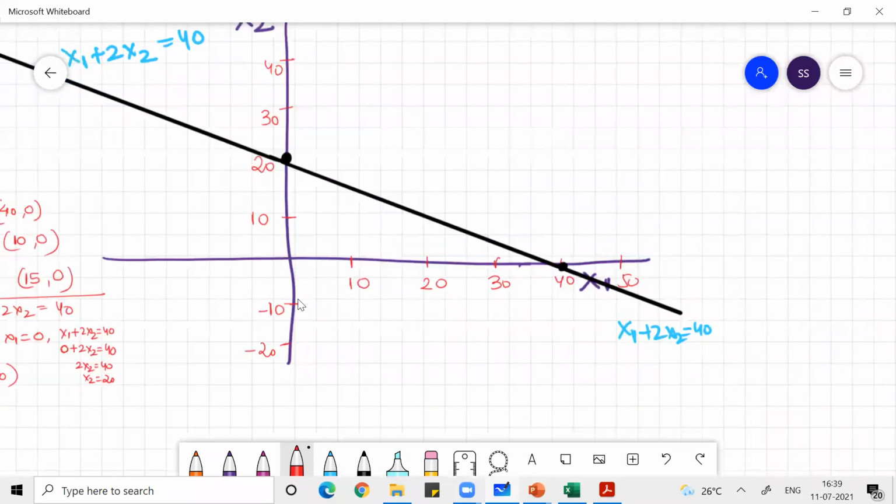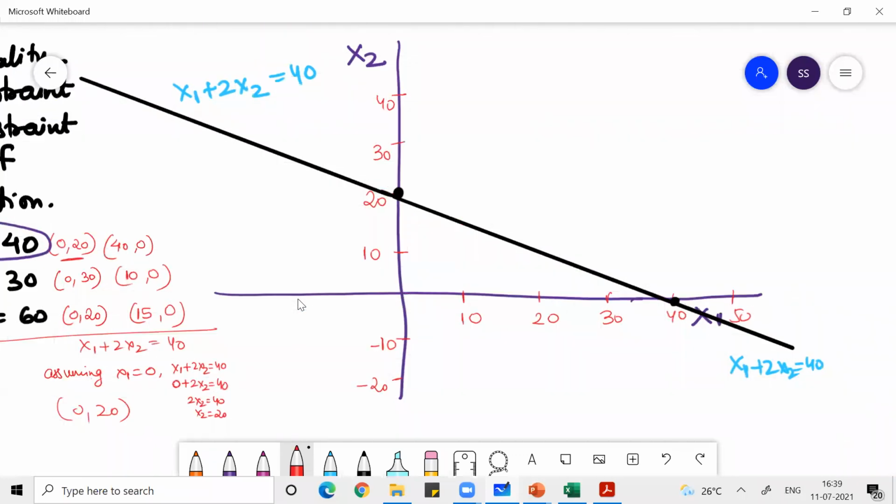So what they're telling you is that x1 and x2 are positive variables. First of all, the real equation is this. It means they're talking about all the area which is less than or equal to 40. This black line is equal to 40. That line means x1 plus 2x2 is equal to 40.